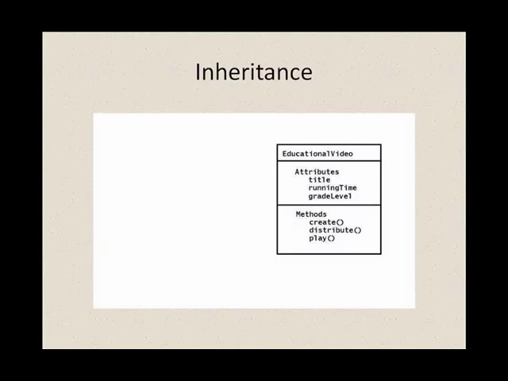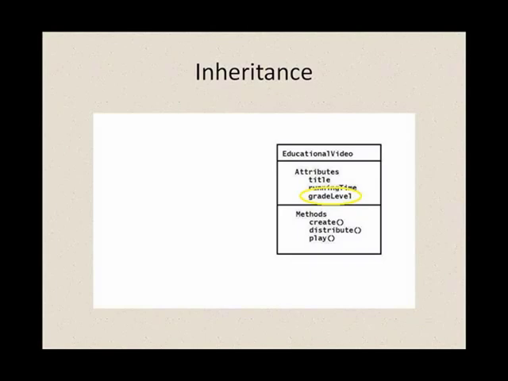Inheritance is the ability to create a class from an existing one. Suppose you decide you're going to produce educational videos, and you decide that their attributes should be a title, a running time, and a grade level, and that their methods should include create, distribute, and play. Well, you've already created most of this with a video. The only new thing here is the grade level. Everything else already exists in another class.